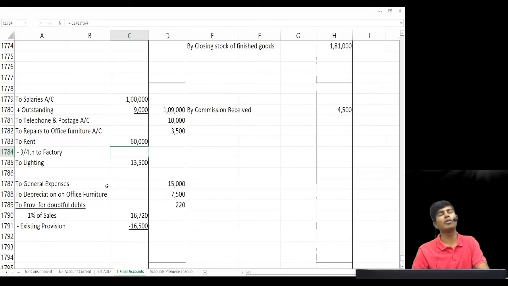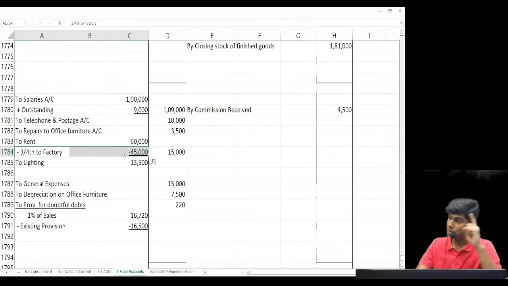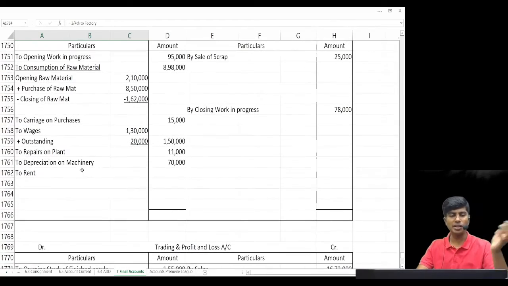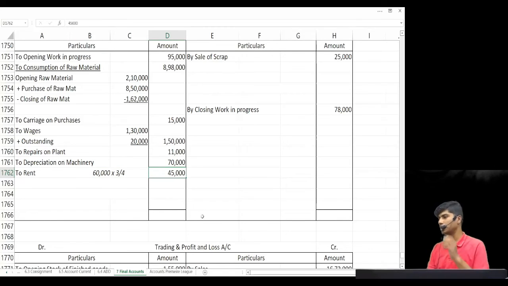60,000 into 3 by 4, that is 1,80,000 by 4, is 45,000. How much do we get here? 15,000 is the P&L account rent. This 45,000, where do I write? In manufacturing. I can write 60,000 into 3 by 4 if you want detailed understanding. 45,000 is rent. Next, what will we do?